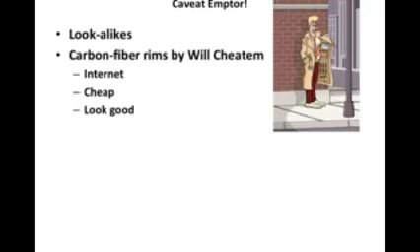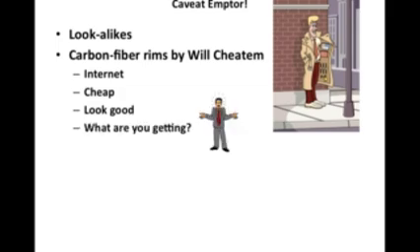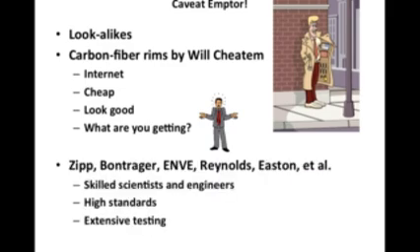Here's a caveat emptor to beware of lookalikes. These are carbon fiber rims by Will Cheatham. You find them on the internet. They're cheap. They look good, but what are you really getting? When you get rims by Zipp, Bontrager, NB, Reynolds, Easton, and so on, you have behind those rims skilled scientists and engineers. I know many of them.